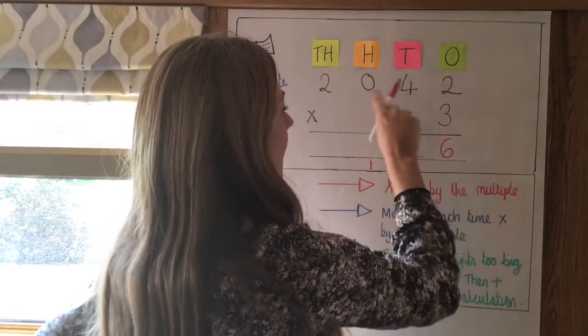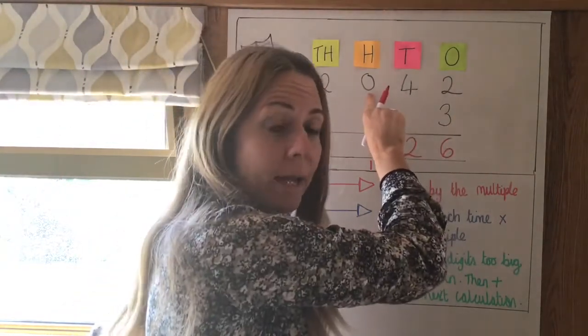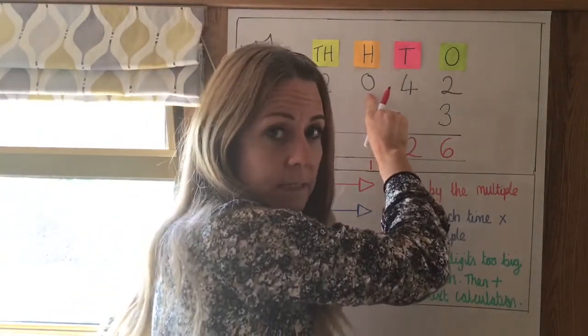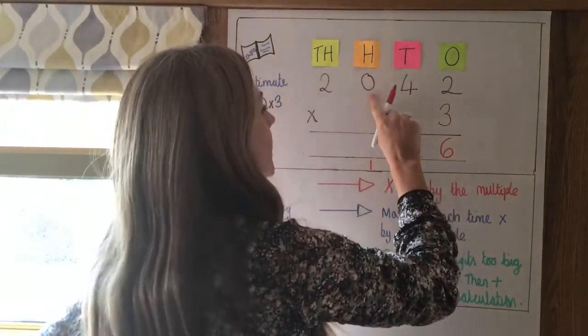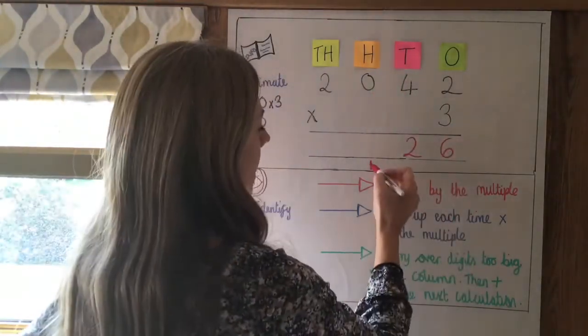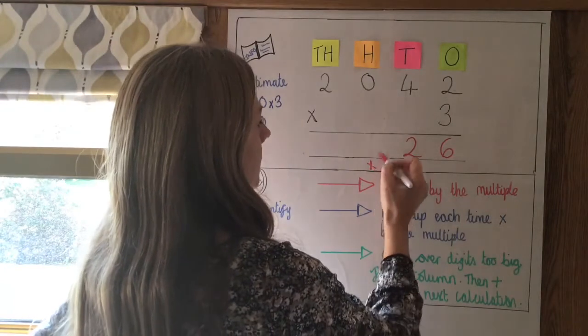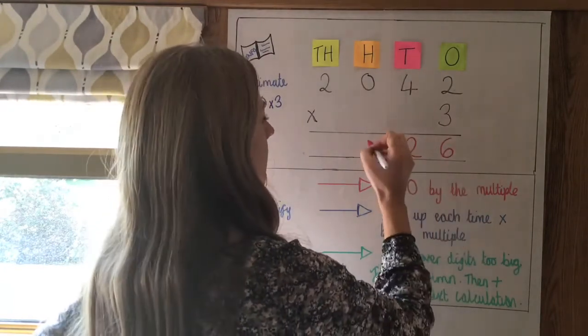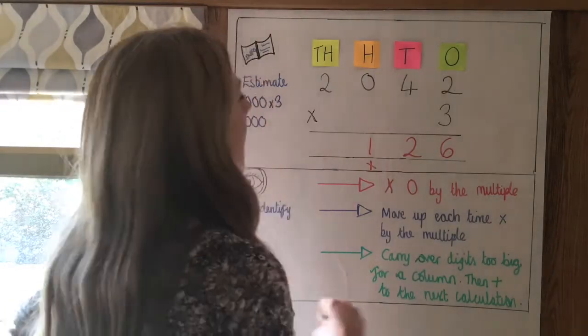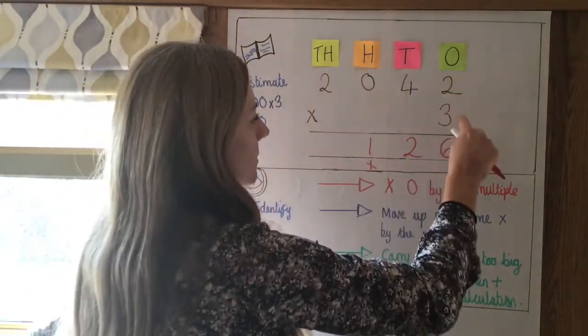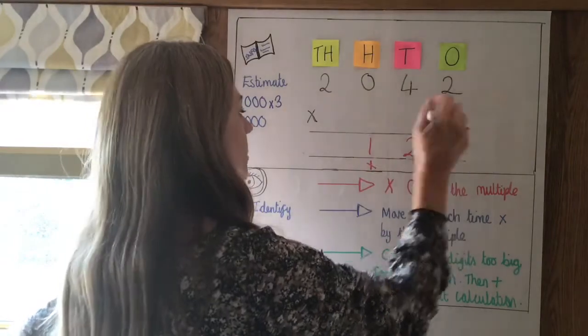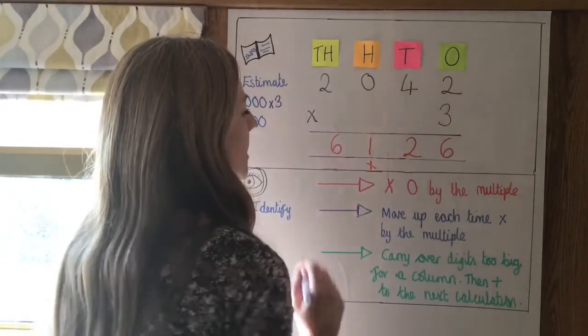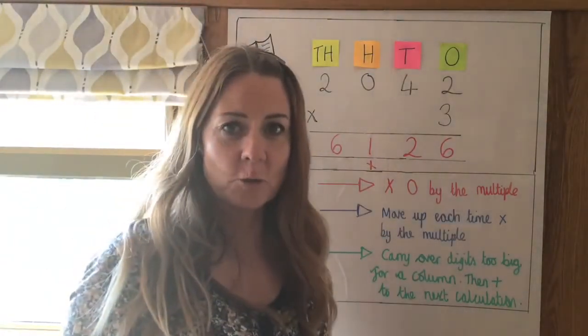0 times 3, whenever you have a 0 multiplied by anything, your answer will always be 0 because there's nothing to multiply. So 0 times 3 is 0, but you do have 100 to carry here. So you've actually got 0 hundreds times 3 are 0 hundreds plus the 100 here. And then you've got 2 thousands times 3. So 2 thousands times 3 is 6,000. So the answer is 6,126.